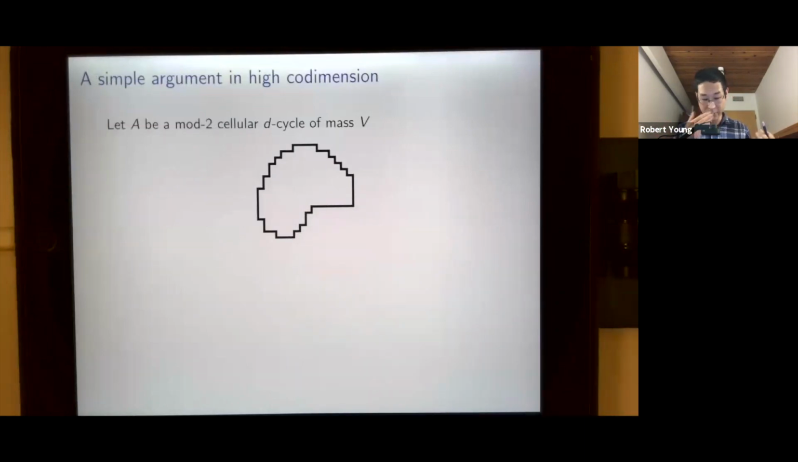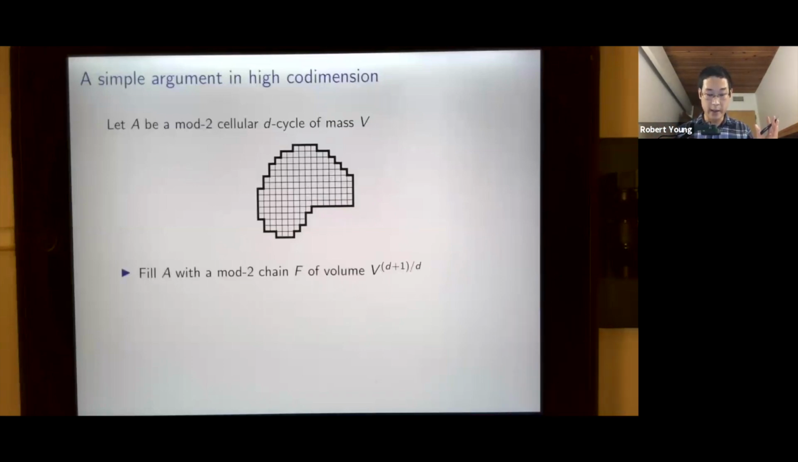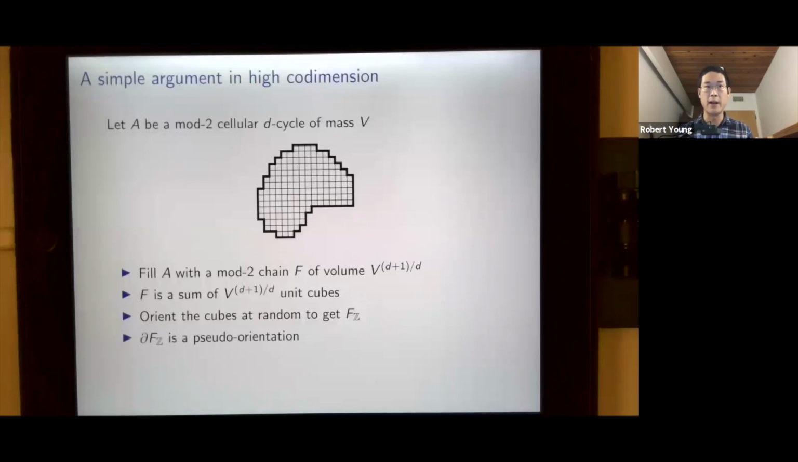Then by the isoperimetric inequality, I can fill that with a mod 2 chain of volume roughly V to the (D+1)/D. And that mod 2 chain is a sum of about V to the (D+1)/D unit cubes. And so if we want to cut it into orientable pieces, we have all those unit cubes, and all those unit cubes are orientable. So we cut it into those unit cubes. We orient those cubes at random to get an integer filling, f sub z. And then we take the boundary of f sub z to get a pseudo-orientation of our original cycle A.